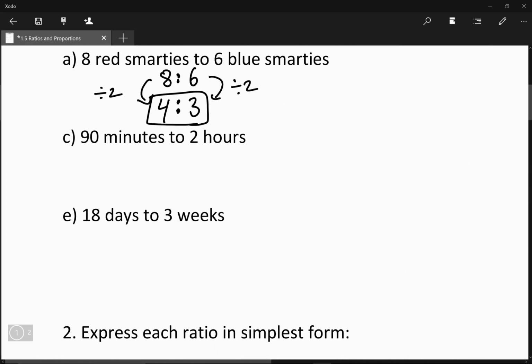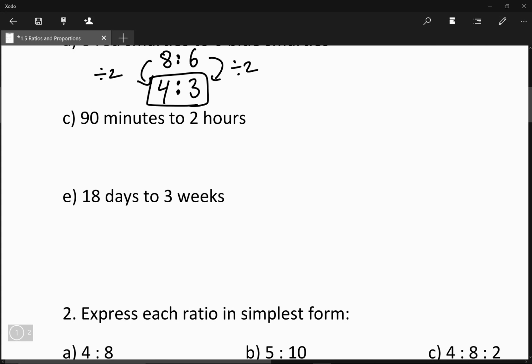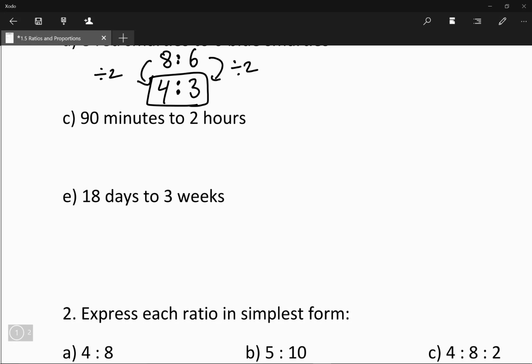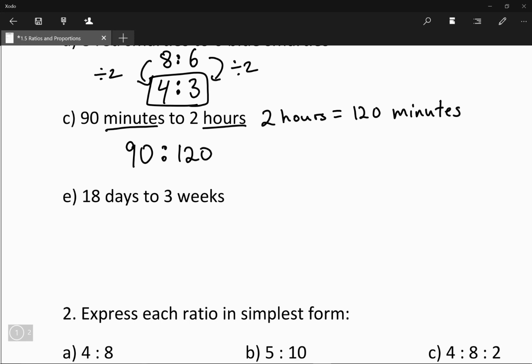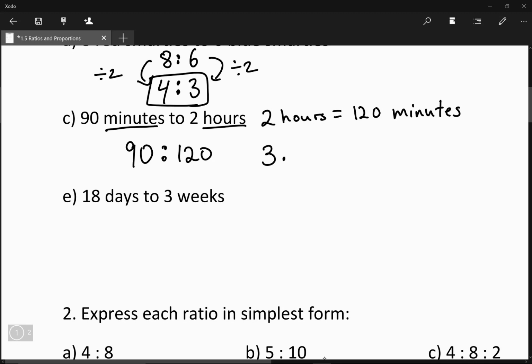So 90 minutes to 2 hours. Well, I can express that in terms of minutes. So convert the hours to minutes. So 2 hours would equal, if there's 60 minutes in an hour, this would be 120 minutes. So I would express the ratio as 90 to 120. And in reduced form, this would be the same as 3 to 4.